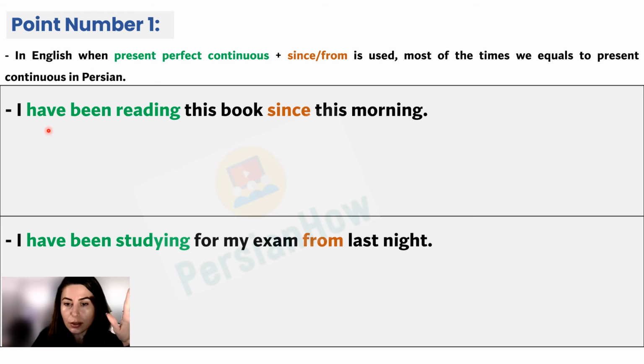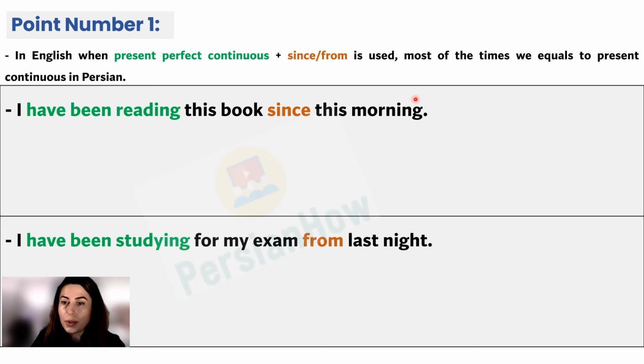Okay, let's take a look at 2 examples because I know students, they don't like the name of the tenses. They would like to see examples. So this one, I have been reading this book since this morning. So we want to say the sentence in Farsi. First of all, we don't have present perfect continuous in Farsi. So what tense do we use instead? We just use present continuous.